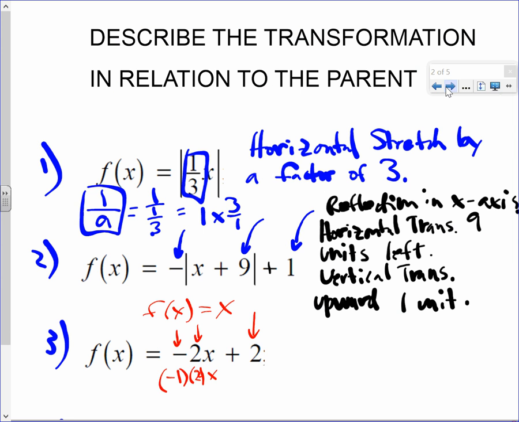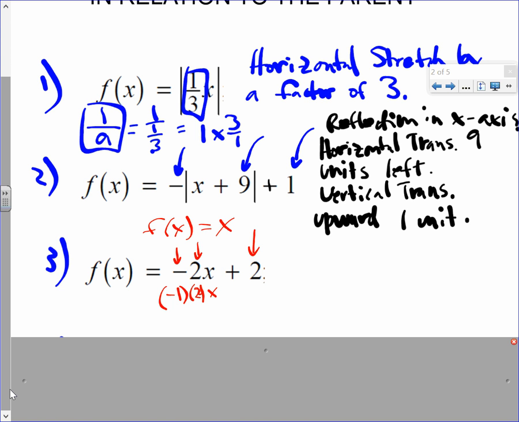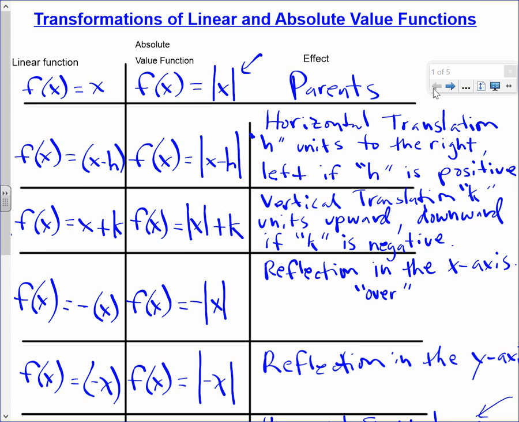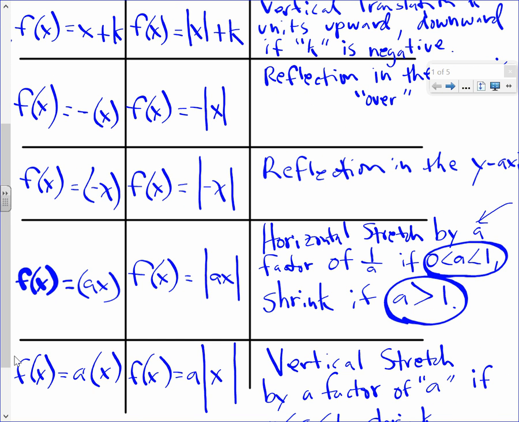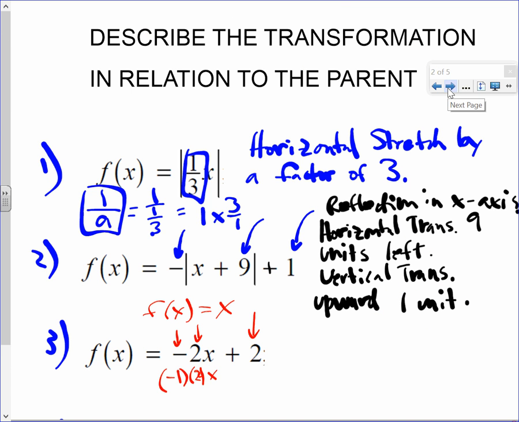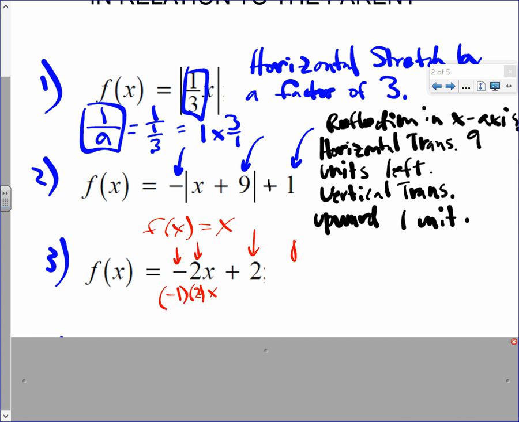Because there's no grouping symbol, pay attention here, you have to interpret that as a negative being directly multiplied by the x inside parentheses. So I'm dealing with a reflection in the y-axis, because a negative is being directly multiplied by the x, and there's no parentheses or grouping symbol separating it. So this will be reflection in y-axis.